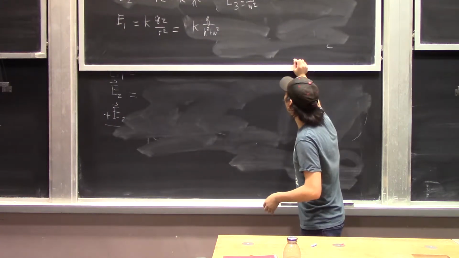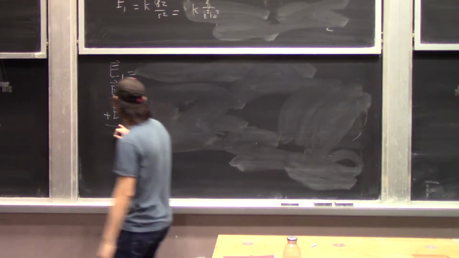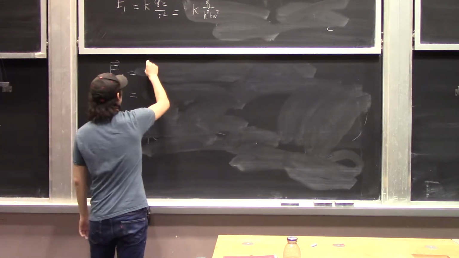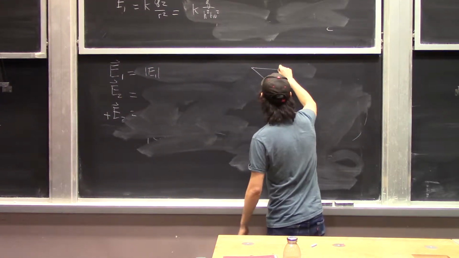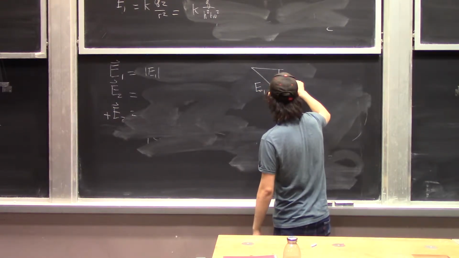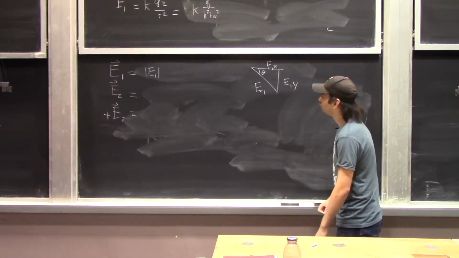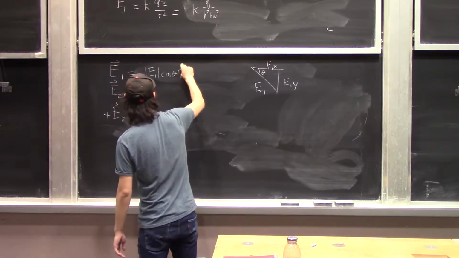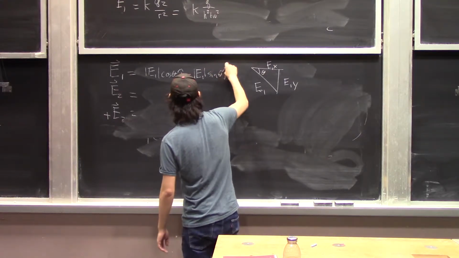And now that we have the magnitude of these electric fields, we can write them in component form. That's to say that E1 is going to be equal to the magnitude of E1. And if I draw a triangle here to represent the angle, so this is E1, this is E1y, this is E1x, this is the angle theta, then this is going to be the magnitude of E1 times cosine of theta, i hat, minus the magnitude of E1 times sine of theta times j hat.